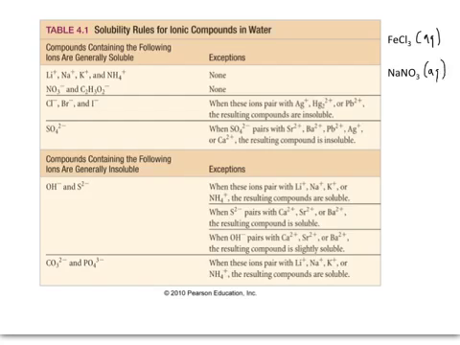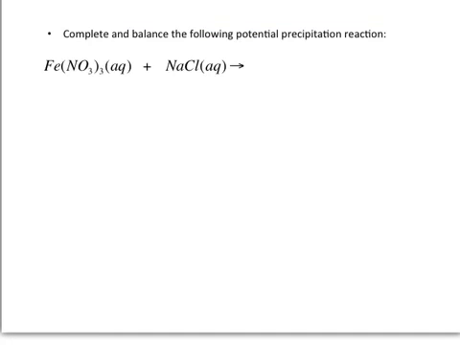So let's go to the next slide. Both of my products were aqueous. The iron(III) chloride and the sodium nitrate were both soluble. So if all the products are soluble, then I don't have a precipitation reaction, and so the answer to this problem is there is no reaction.